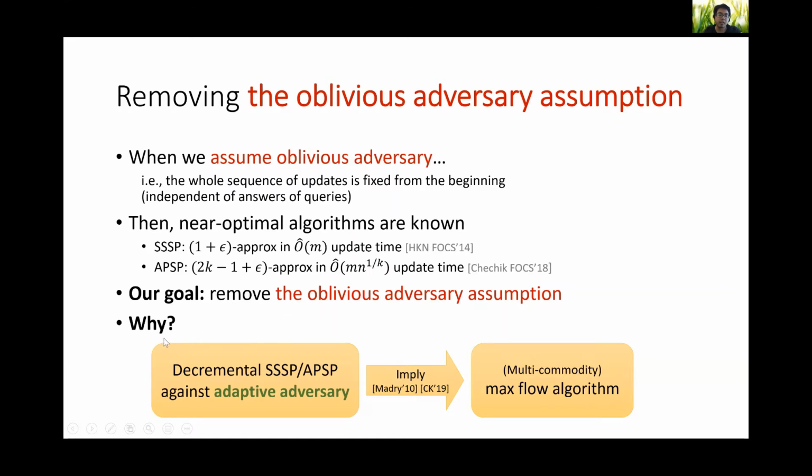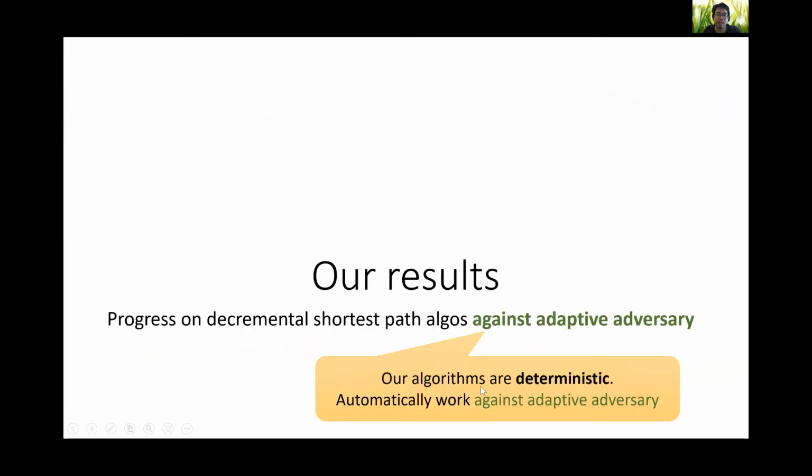Why is this interesting? One reason in theory is this. If you have decremental SSSP or APSP that works against an adaptive adversary, that is, it doesn't assume the oblivious adversary assumption, then there is a known connection that gives us some flow or cut algorithms. So that's the nice application. And indeed, our result is to make progress on this problem against an adaptive adversary. This is because all of our algorithms are deterministic, which automatically works against an adaptive adversary.